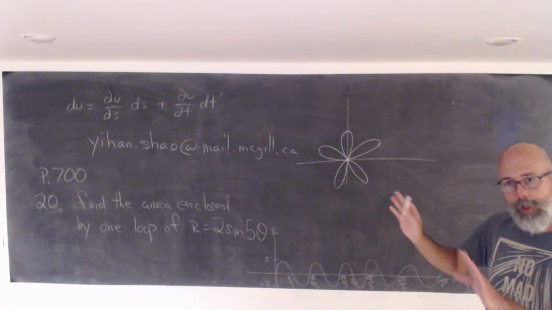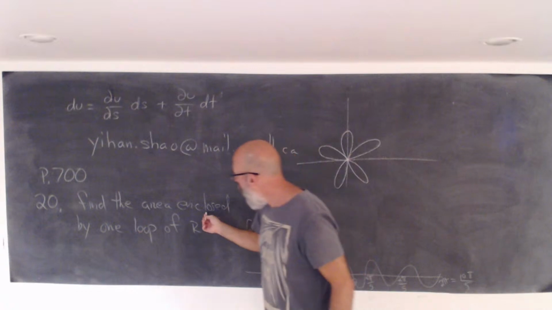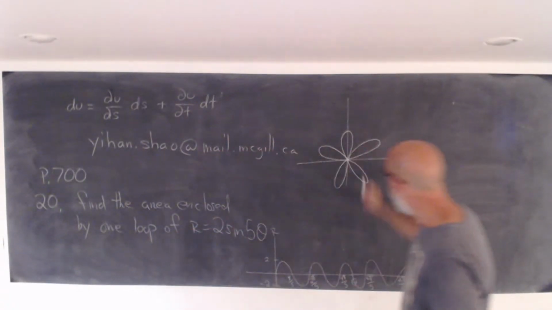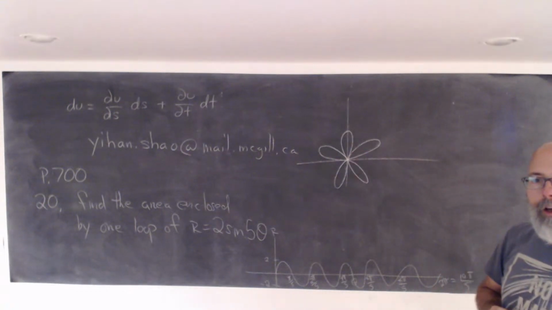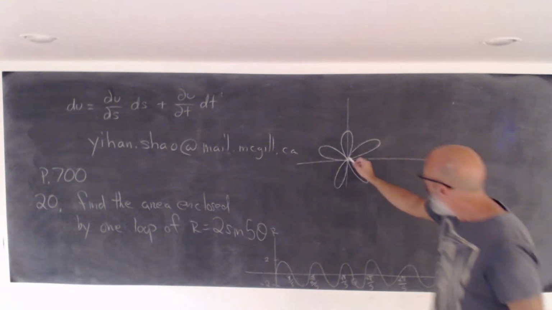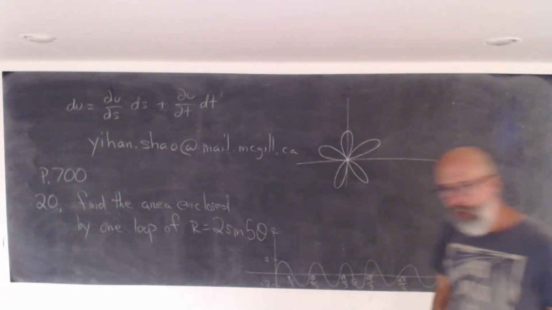For this question, we didn't need to draw all of it. It was just asking for the area enclosed by one loop or one petal. So there it is. One petal is realized in 0 to pi over 5.